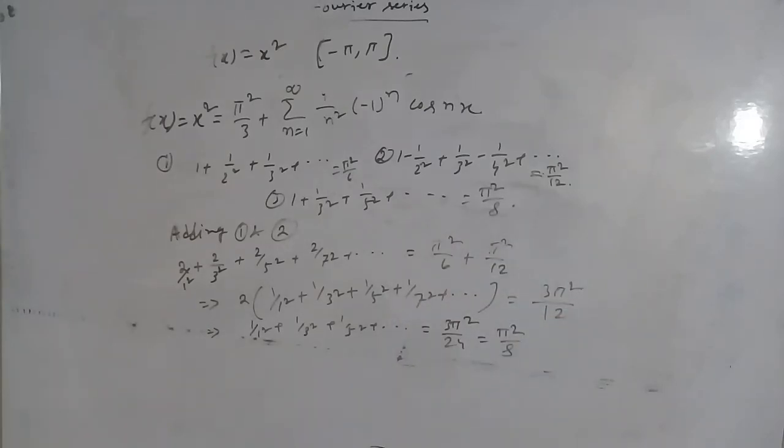So after finding any Fourier series, we can find the values of infinite series like this, putting the values of x. So in this way we have to find Fourier series, applying the definitions of Fourier series and Fourier constants.